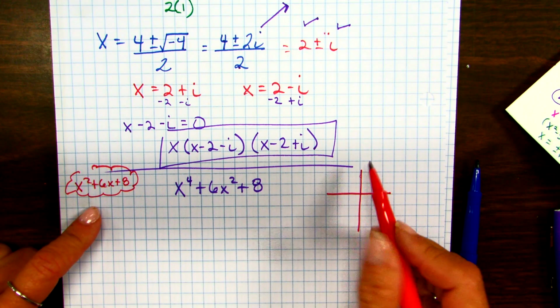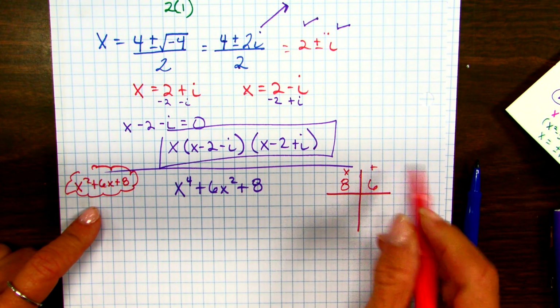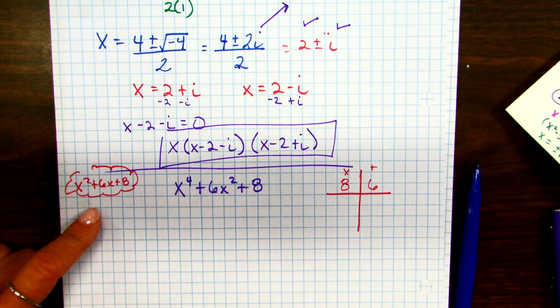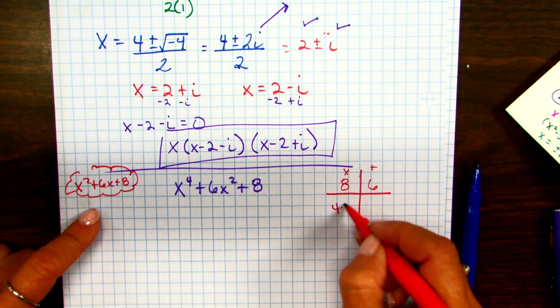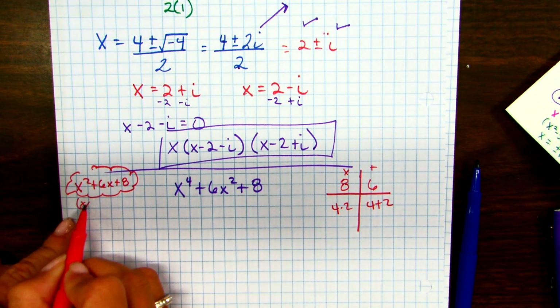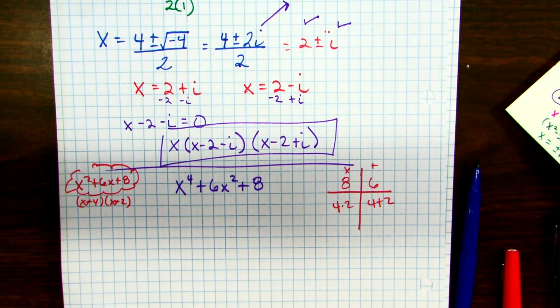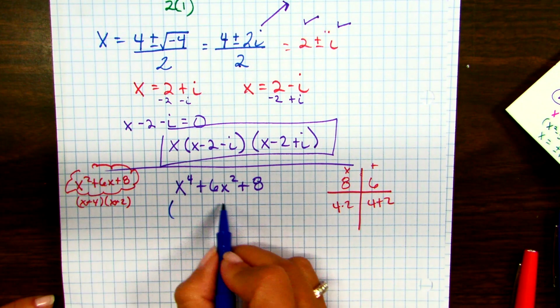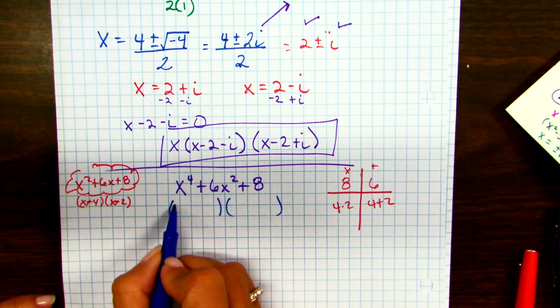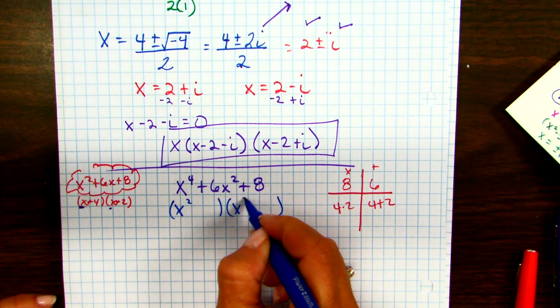We ask ourselves what 2 numbers multiply to get 8 and add to get 6. So it's the same exact steps as if I were factoring this. And the numbers are 4 and 2. So if I were factoring this one, it would be x plus 4, x plus 2, right? The only difference here, 2 differences, instead of putting x here, like I would in this one, I would put x squared.